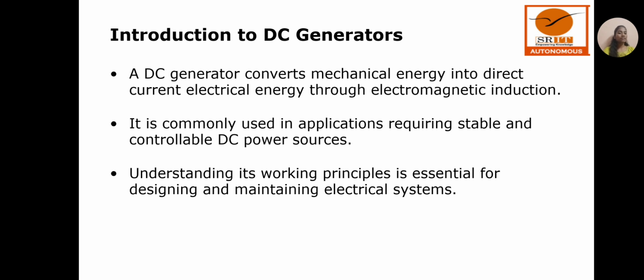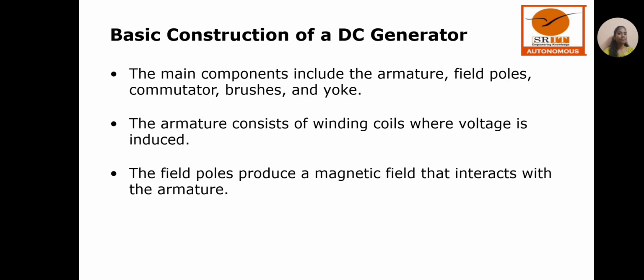A DC generator converts mechanical energy into electrical energy. It is used in applications requiring stable and controllable DC power sources and in maintaining electrical systems.